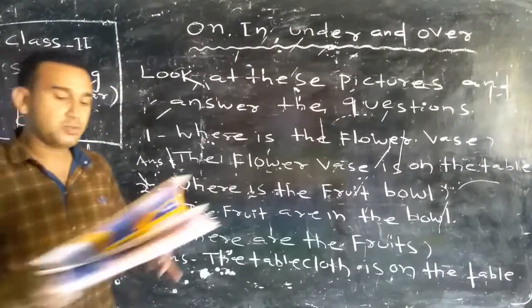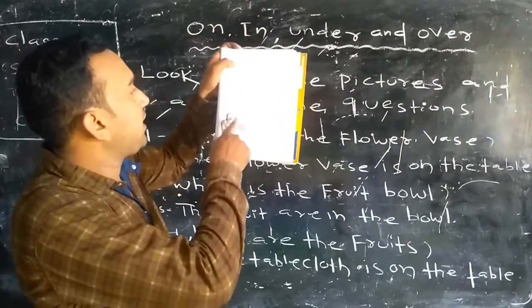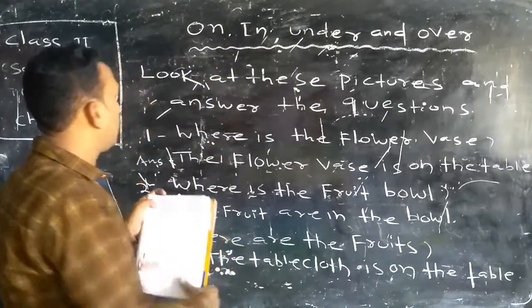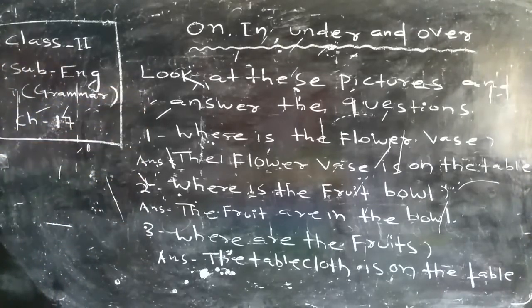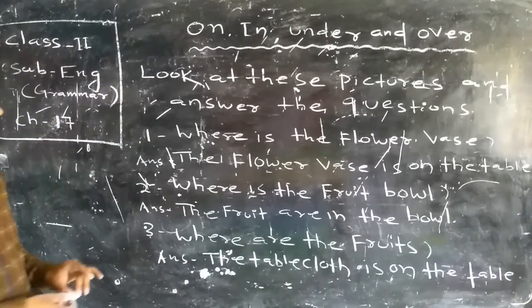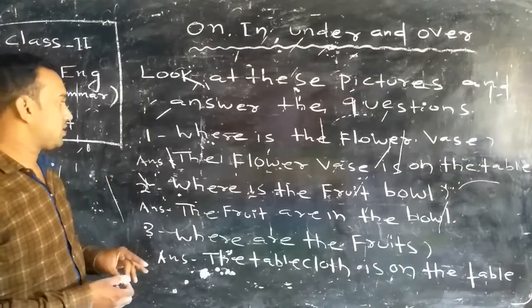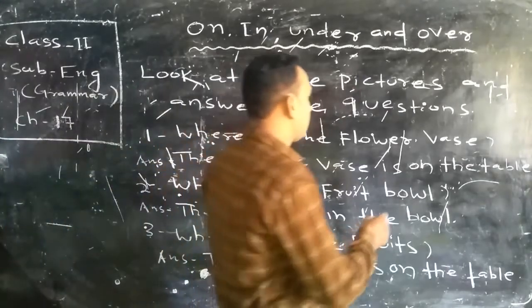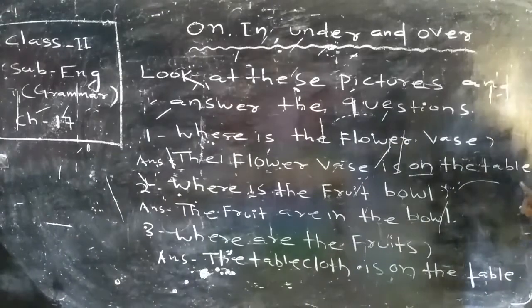Okay, dear student, first you see the black book, page 99. Look at this picture and answer this question. One has been done for you. So first you see the blackboard properly. Look at this picture and answer this question. Page 99, you have to see in your book. Where is the flower vase? The flower vase is on the table. Here using on. On the table.